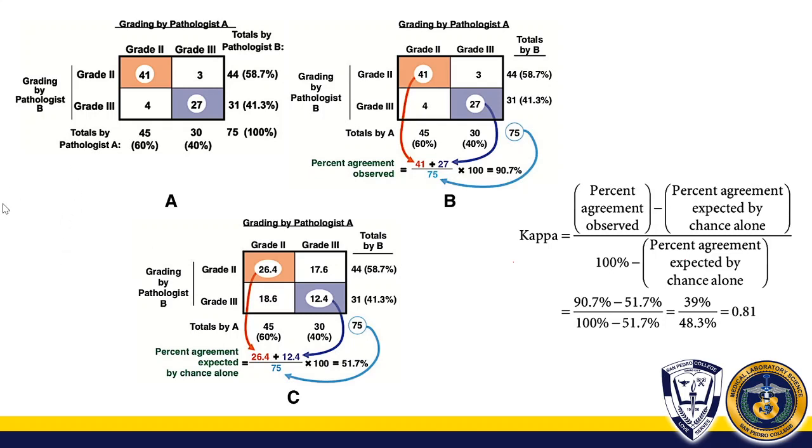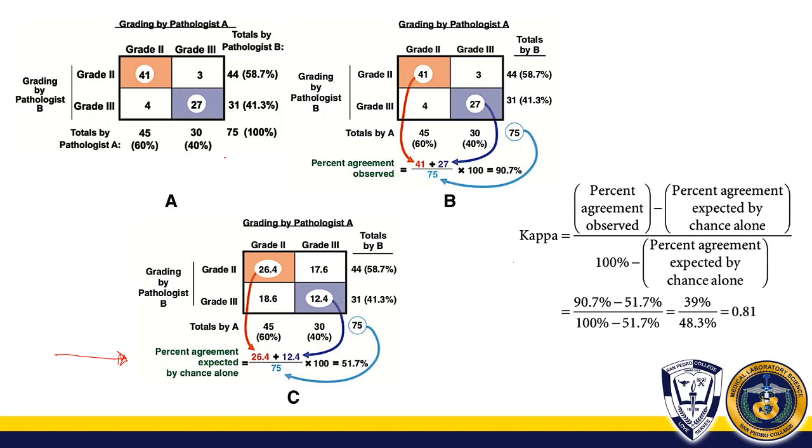Okay, so it goes like this. When computing the percent agreement expected by chance alone, we need to divide those values one by one to fill in new values inside the table. But actually, there is another way, where you no longer need to change the values that are present.